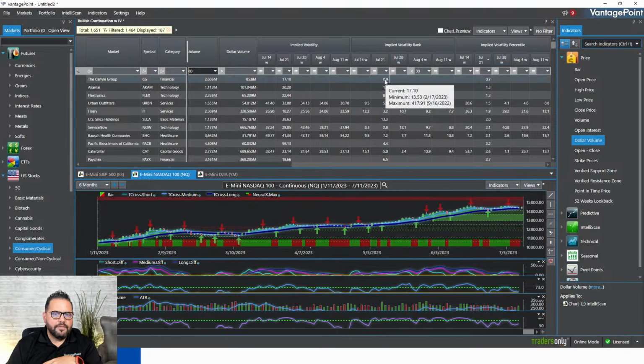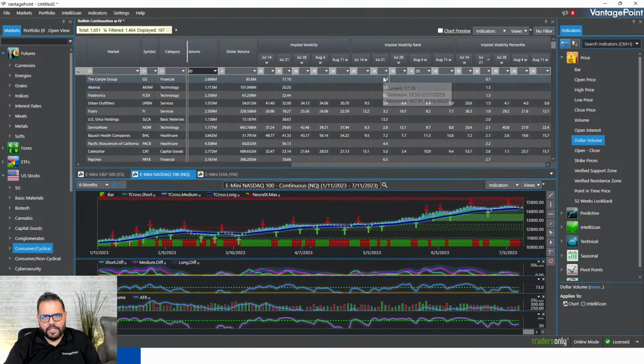These are two different measures. But what implied volatility rank, or IV rank, is going to do is look at the last year of this stock's IV. You can see that CG has had a maximum IV of 417.91 and a minimum of 13.53. It's going to look at the min and the max and ask, where does the current IV fall? Well, the current IV is 17.10, as you can see in that little pop out.